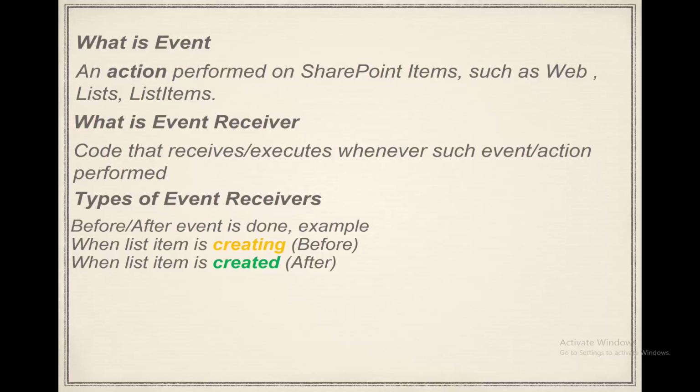Types of event receivers. We can classify them as before or after. For example, when a list item is created, the item is already created, that is after. When the list item is being created, the item is not created but it's in the process of being created, that's called a before event. And we can cancel the before item events if we want in our event receivers. Now let's go to the project and start developing an event receiver.